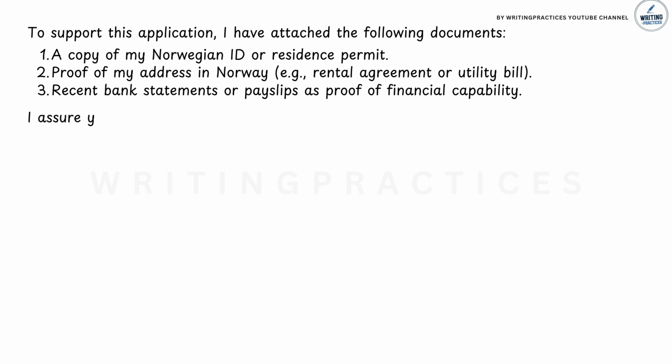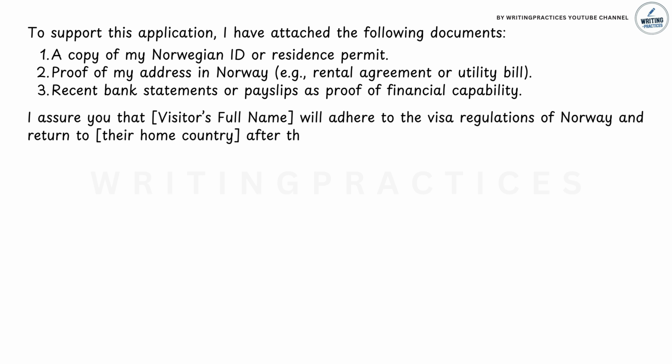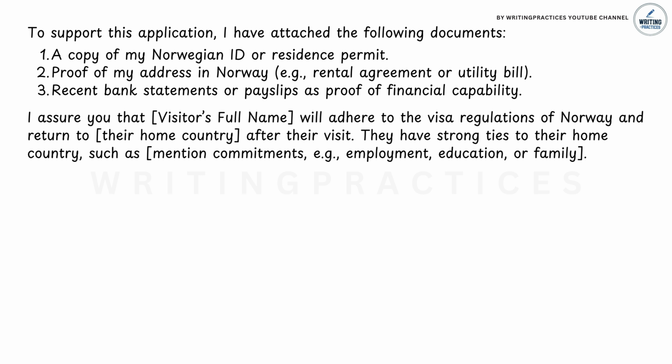Assurance of compliance. This paragraph assures the visa officer that your visitor will follow all visa regulations and return to their home country after the visit. Highlight their ties to their home country, such as employment, education, or family responsibilities. For example: I assure you that visitor's full name will adhere to the visa regulations of Norway, and return to their home country after their visit. They have strong ties to their home country, such as mention commitments, such as employment, education, or family. This assurance is critical for demonstrating the temporary nature of their visit.